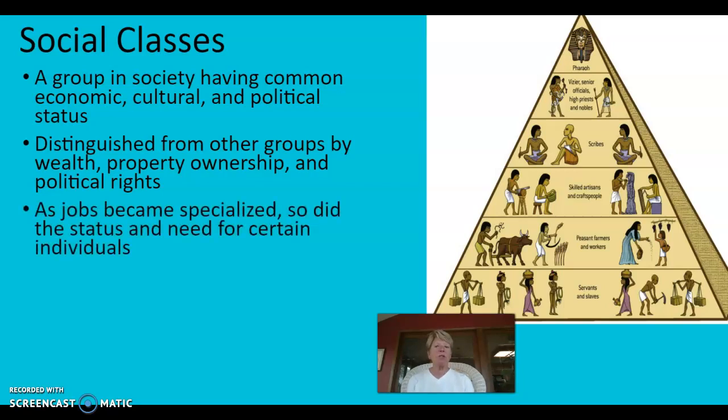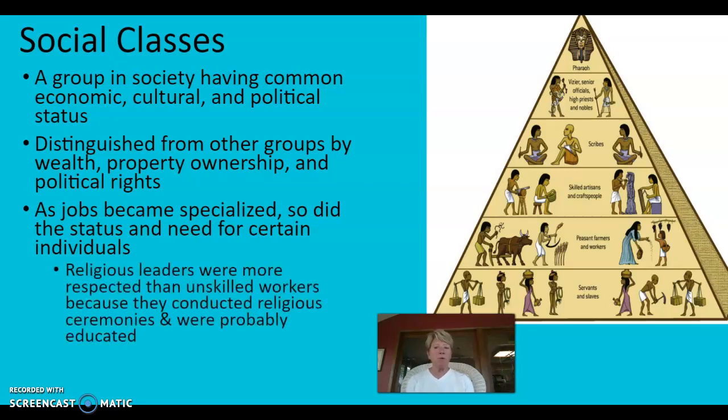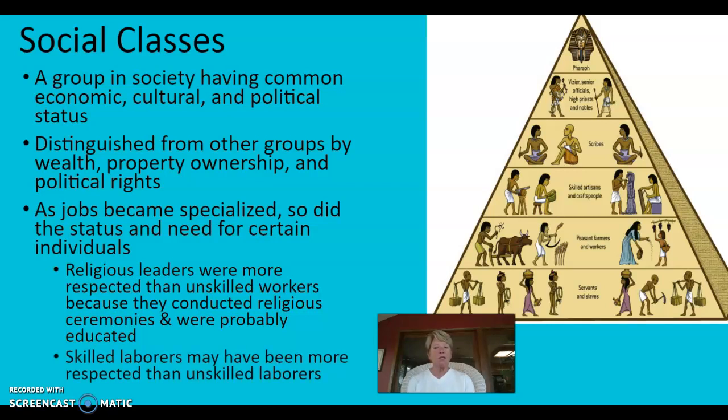As jobs became more specialized, so did the status and the need for certain individuals. For example, religious leaders were usually more respected than unskilled workers because they had a really important job of conducting religious ceremonies, and they were probably educated. Skilled laborers were probably more respected than unskilled laborers because they provided a specific product that was needed by the society.